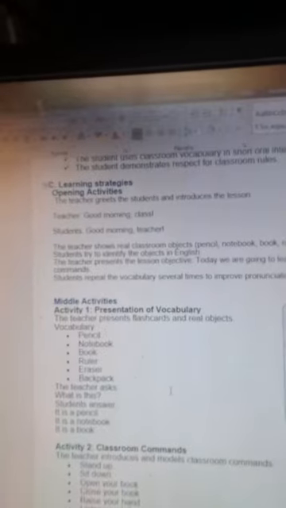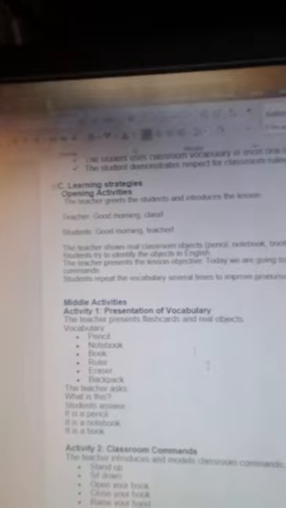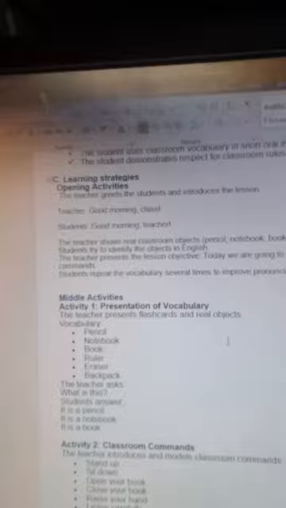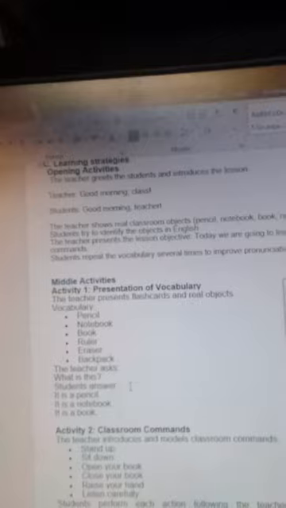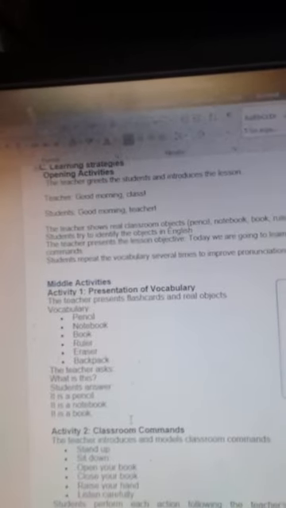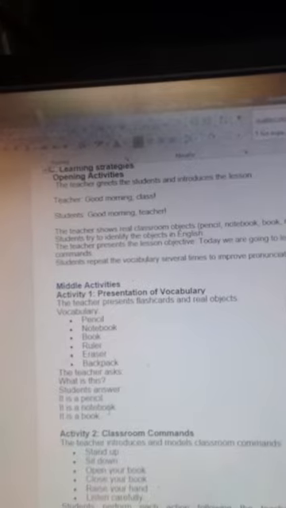Activity 1. Presentation of vocabulary. The teacher presents flashcards and real objects. For example, pencil, notebook, book, ruler, eraser, backpack. And the teacher asks, what is this? Students answer, it's a pencil, it's a notebook, it is a book.